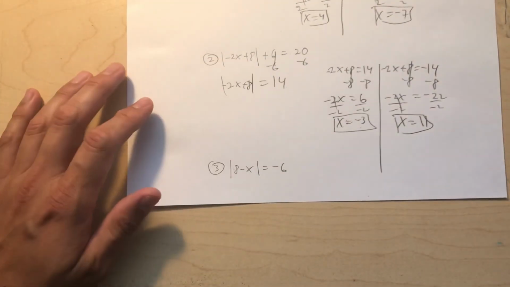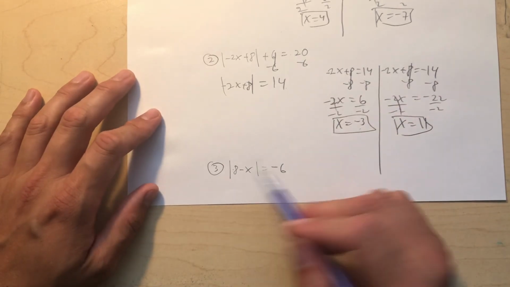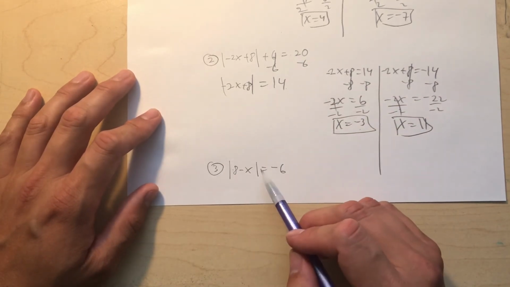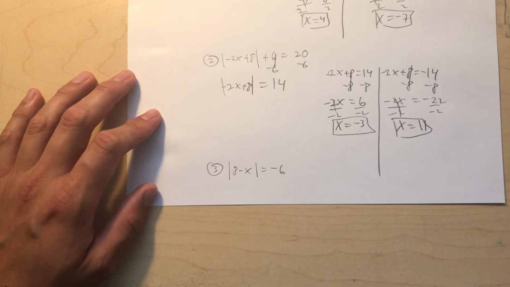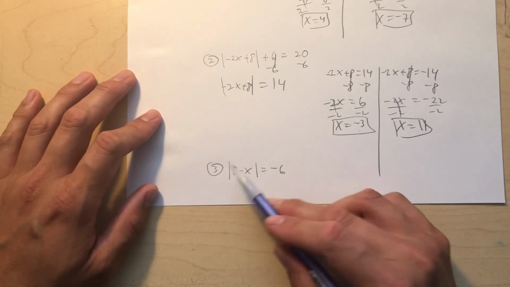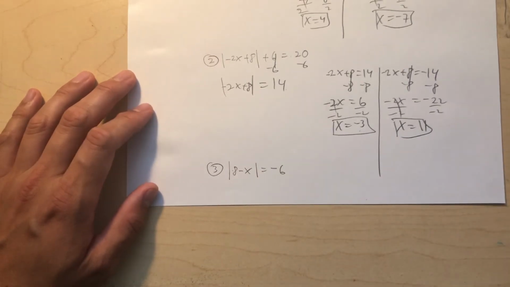All right. Now for the very last problem, if there's something outside the absolute value, like a 2 there, you have to divide by 2. If there's a +4, you have to subtract 4 from both sides, or whatever. But if there's nothing around it and it's equal to a negative, that is impossible. So this is no solution.